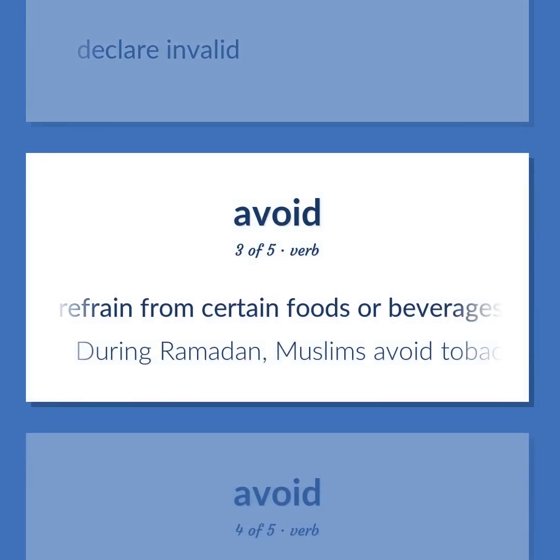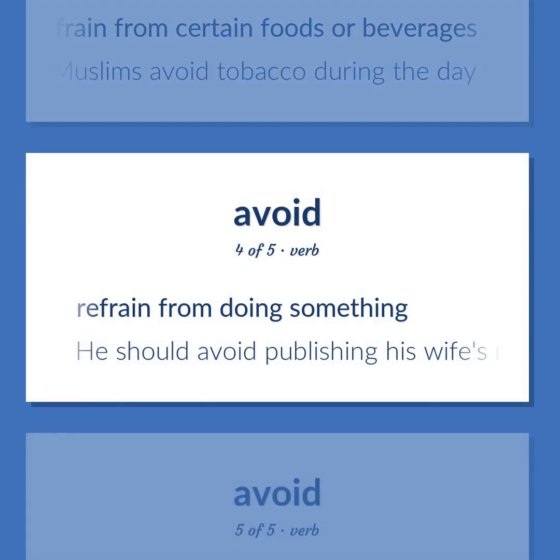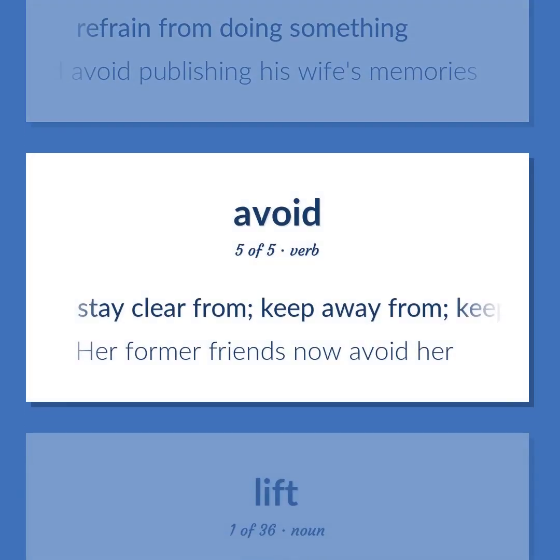Refrain from certain foods or beverages. During Ramadan, Muslims avoid tobacco during the day. Refrain from doing something. He should avoid publishing his wife's memories. Stay clear from. Keep away from. Keep out of the way of someone or something. Her former friends now avoid her.